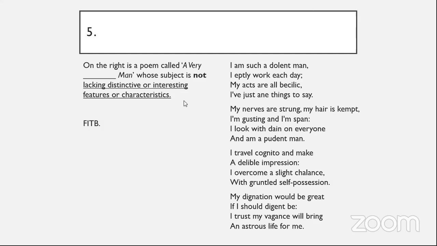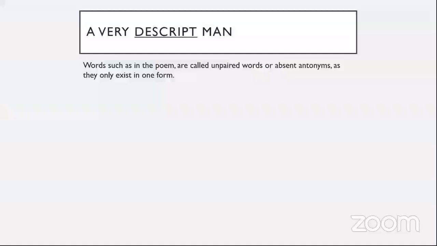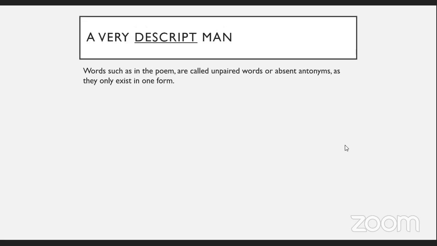So the poem is called "A Very Dash Man," whose subject is not lacking distinctive or interesting features or characteristics. Okay, so we'll say our guess is "descript." So the poem is "A Very Descript Man." We'll give you the full 10 points. The whole idea of the poem is that you take words called absent antonyms or unpaired words, which only exist in one form. The whole play is on those kinds of words, and therefore the poem was called "A Very Descript Man." So full 10 points to team 2 for getting that. And next question to team 3.